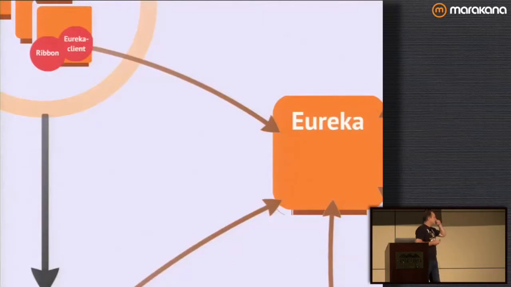So back to Eureka again. Now I mentioned that all the services have registered with Eureka, so we know where they all are. We know what their IP addresses are. We know how healthy they are, or if any of them have been taken out of service. And if you have a client that needs to talk to a service, there's a Eureka client library that you can integrate into your application. And on top of that, there's another library called Ribbon, which can actually do the RPC for you.